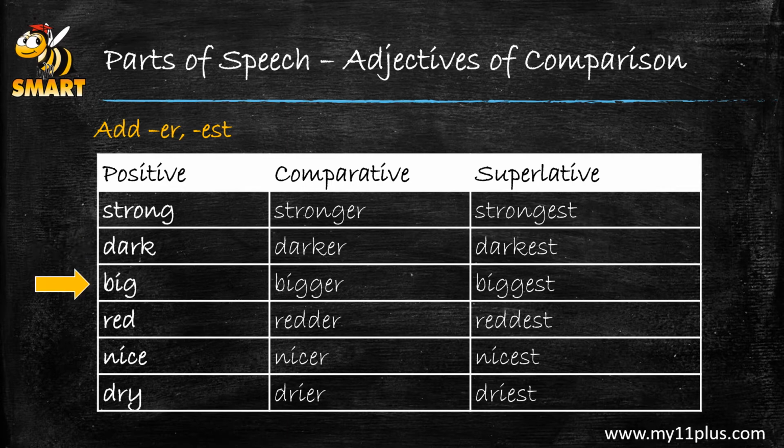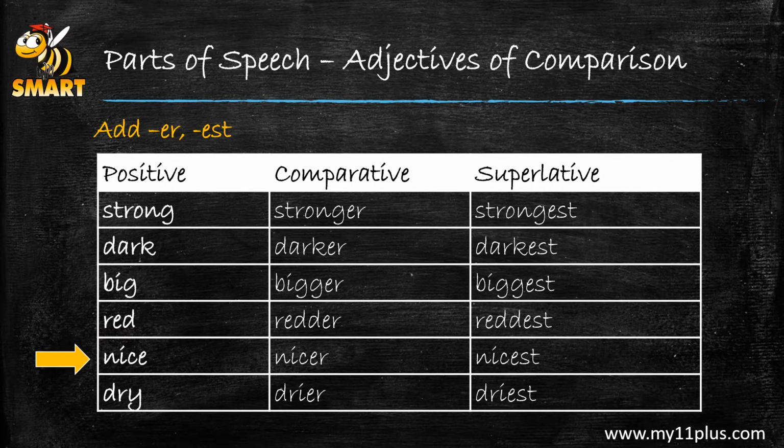Now we have another rule. If the adjective ends in a consonant preceded by a vowel, then what we would do is we would double the consonant and then add er or est. So you can see that with big, where we form bigger by adding a g and then er, and we form biggest, the superlative form, by adding a g and then est. And the same thing we do with red to form redder and reddest.